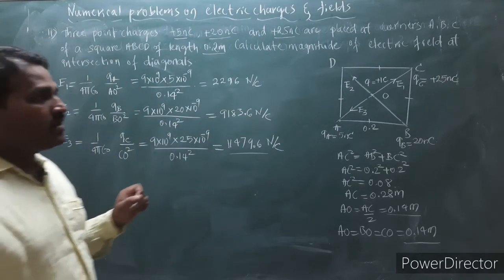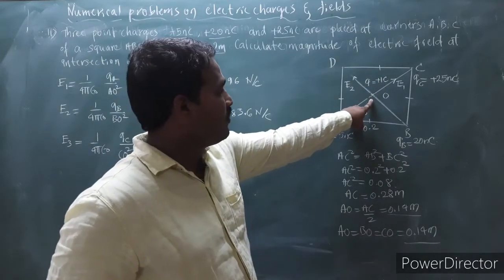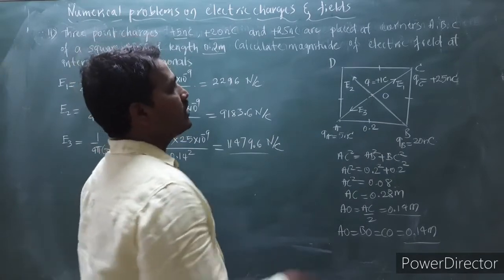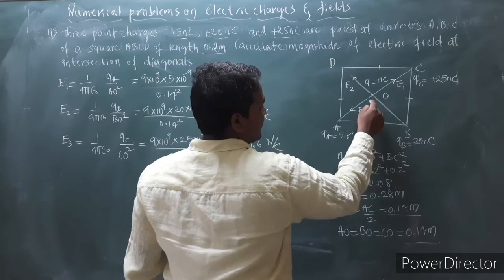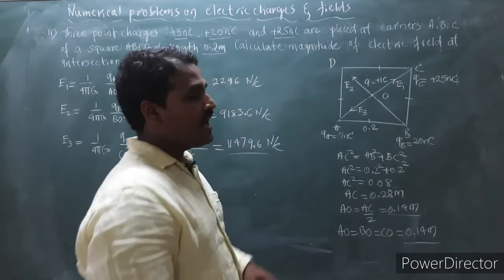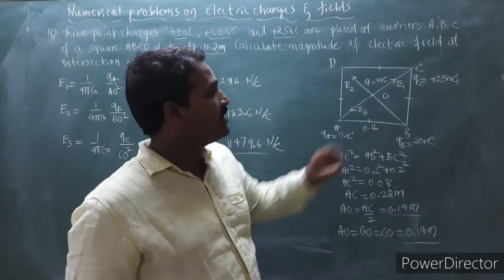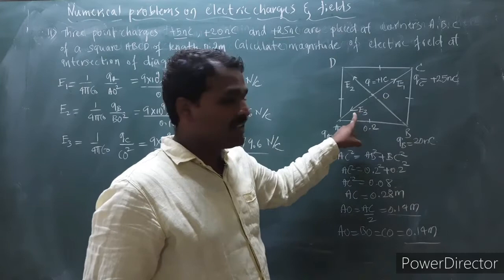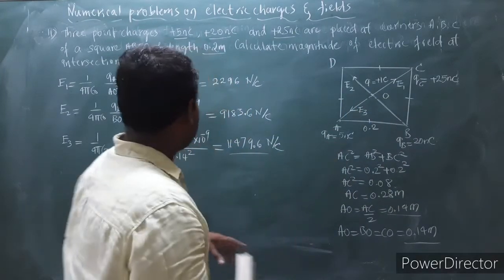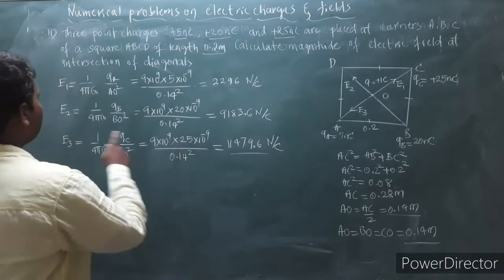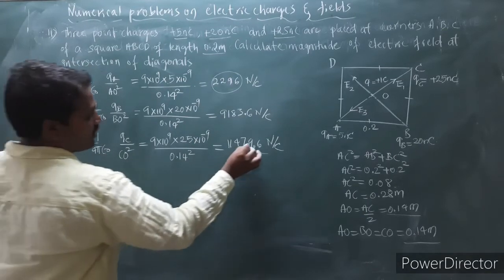Now I should simplify all these and get the resultant value of electric field. You can clearly observe that E1 is acting along O to C and E3 is acting along O to A. Are they not in opposite directions? So first I will combine these two vectors E1 and E3 into one electric field. The value of E1 is 2296 newtons per coulomb. E3 is equal to what?